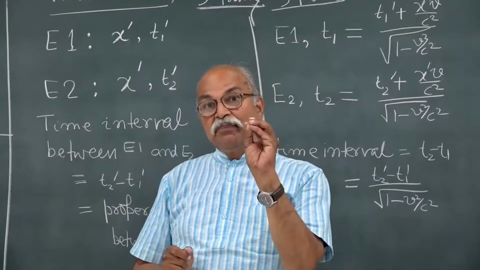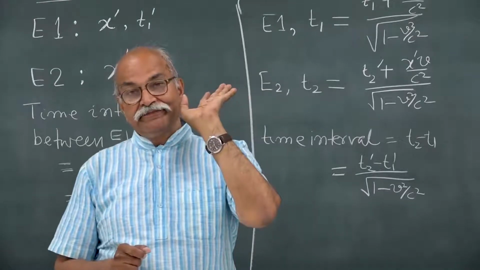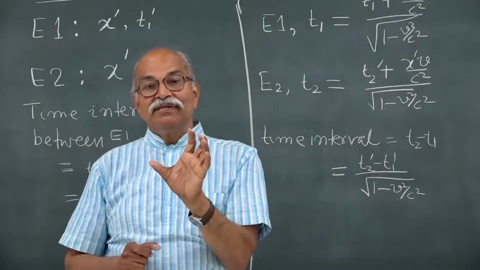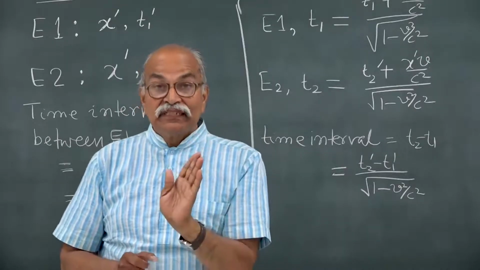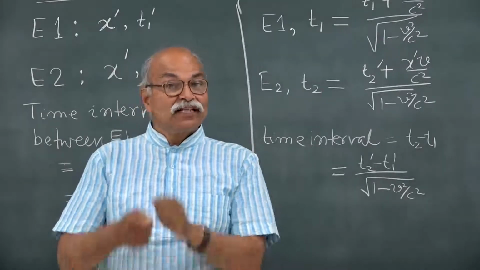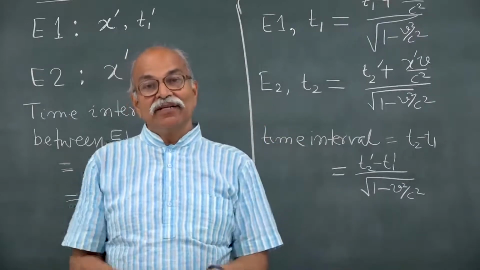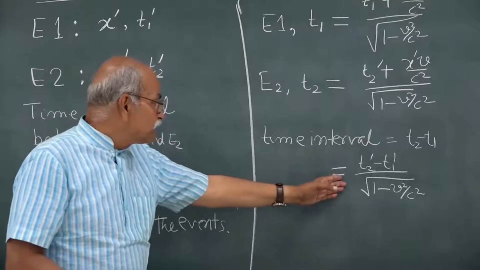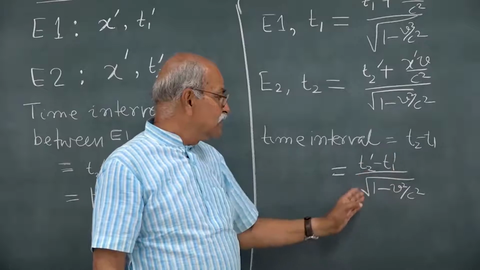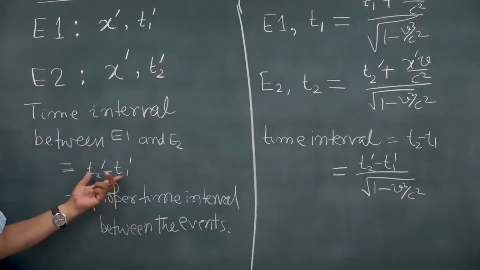So the time interval between two events is also relative. If I put on a bulb and after some time I put that bulb off, how much time the bulb was on, that time interval is also relative. If I am measuring from one frame, it is something else. If I am measuring from some other frame, it is something else. So the relation is T2 minus T1 is equal to T2 prime minus T1 prime divided by this. And what is T2 prime minus T1 prime?